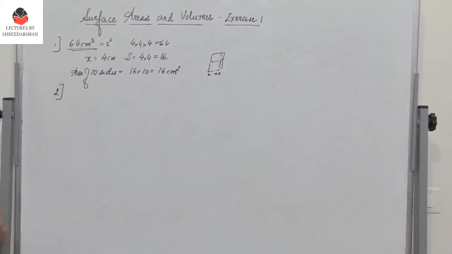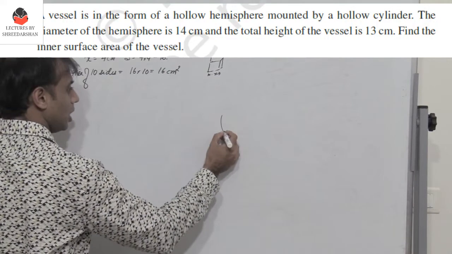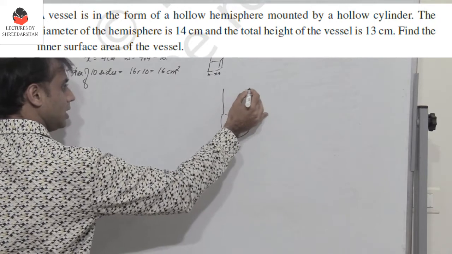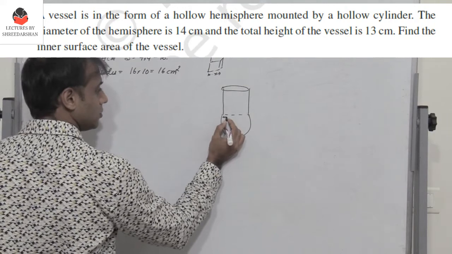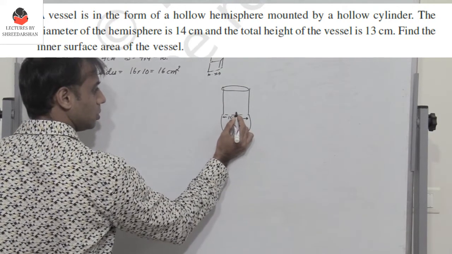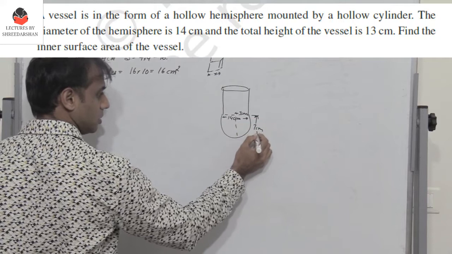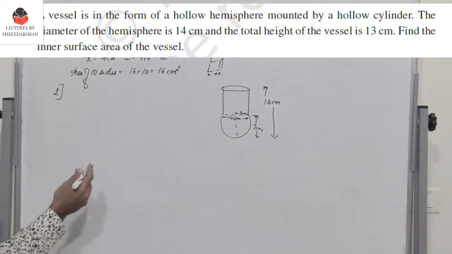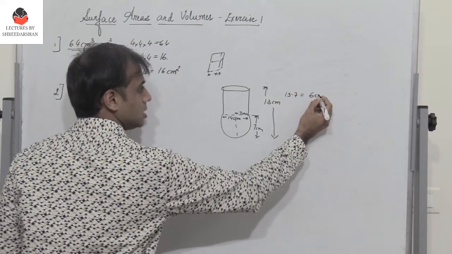So let's move on with the next one. A vessel is in the form of a hollow hemisphere which is mounted by a hollow cylinder. So you have a hollow hemisphere, and this hemisphere is mounted on a cylinder. So this is a cylinder here. The diameter of the hemisphere is 14, whereas the height of the vessel is 13 centimeters. So if the diameter is 14, the radius is 7. And this length also is 7, because this happens to be the radius. The total length of the vessel is 13 centimeters. So what about the height of the cylinder? The height of the cylinder is 13 minus 7, which gives us a value of 6 centimeters.